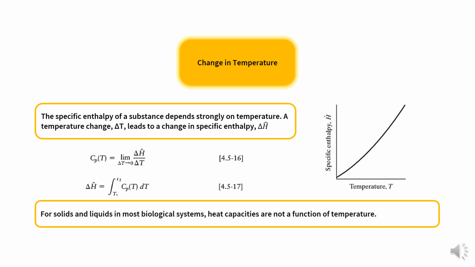And also for solids and liquids in most biological systems, heat capacities are not a function of temperature. Therefore, the heat capacity for solid and liquid can usually be approximated with just the first term of the equation, which is the heat capacity equal to A. Since Cp is constant, we can write the equation as the equation below.